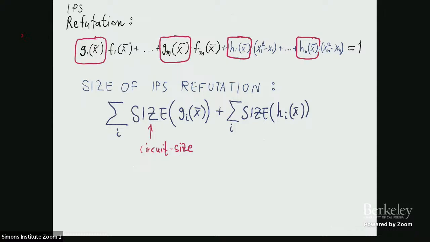So IPS refutation, we discussed this, and size, and that's what I wanted to say. It's just the size of these G_i's and H_i's. Again, I'm forgetting about this C_i, the C. And this is the size.